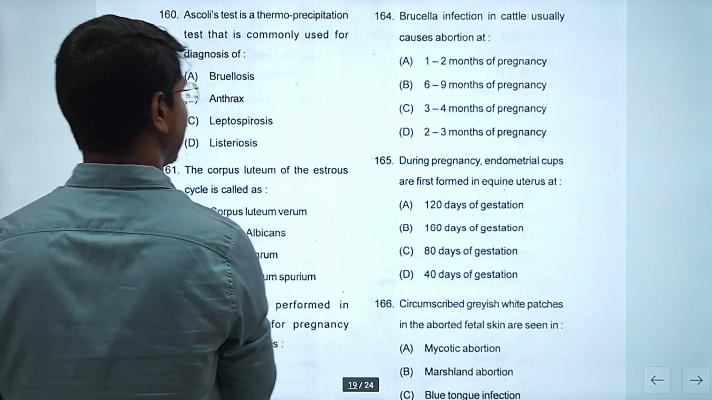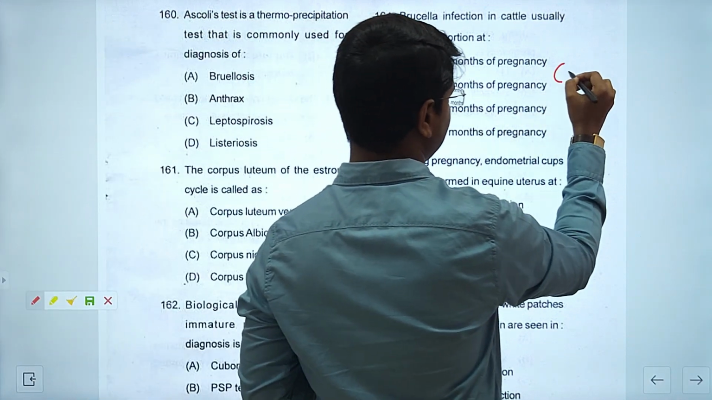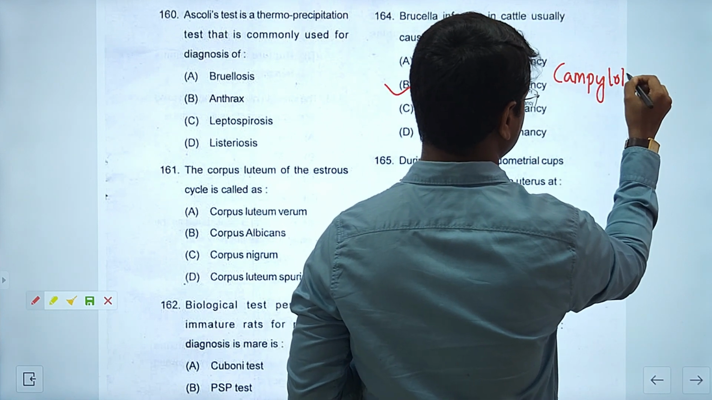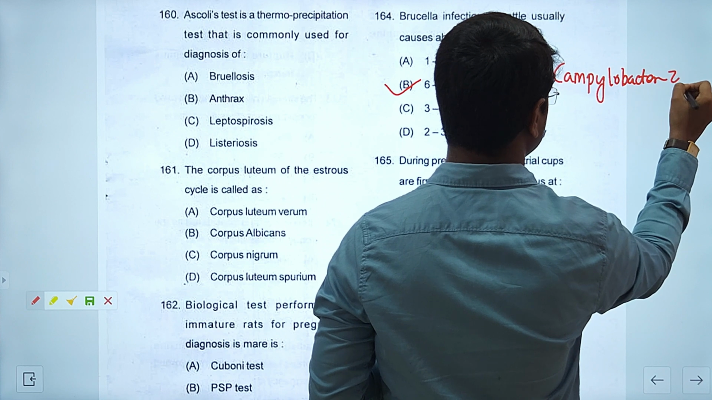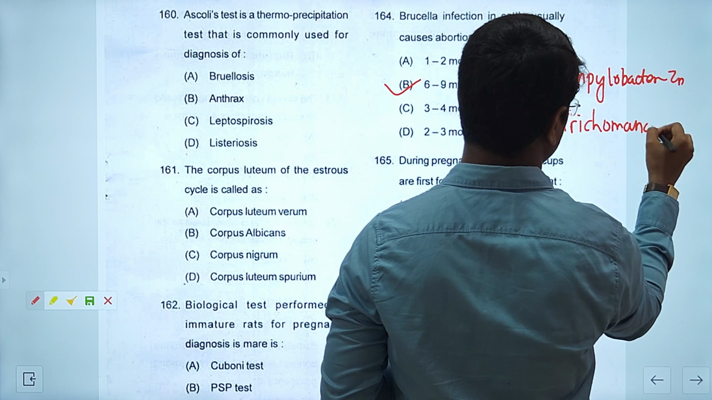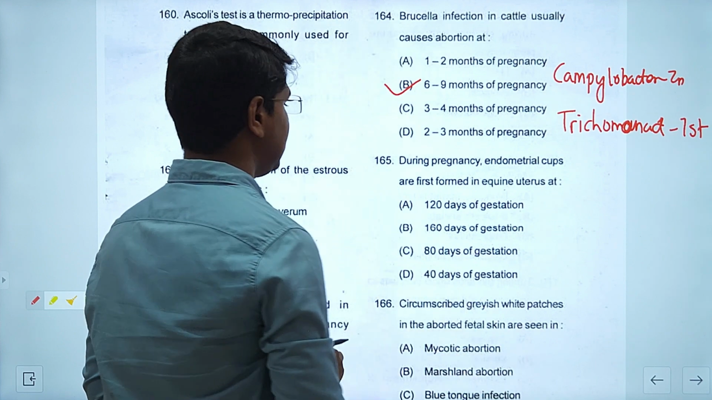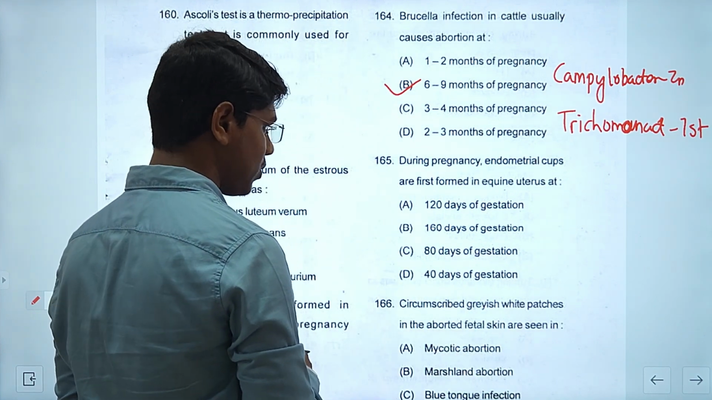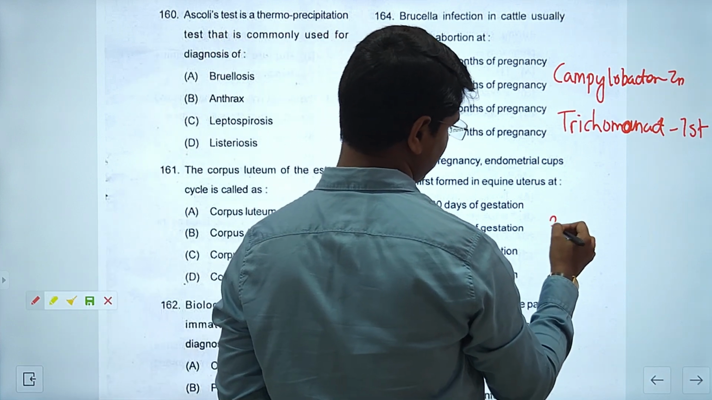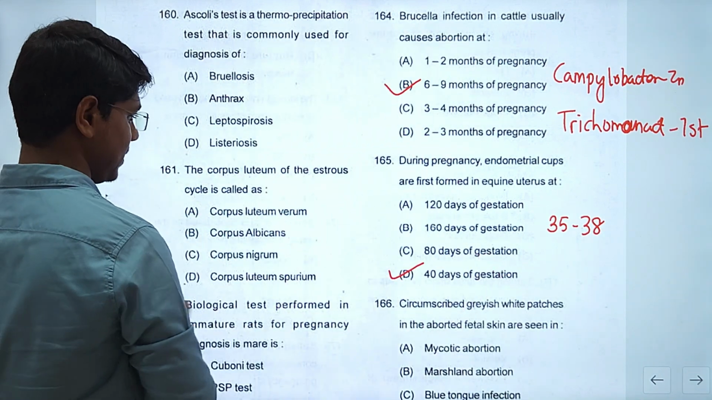164. Brucella infection in cattle usually causes abortion in the last trimester, 6 to 9 months of pregnancy. Campylobacter causes abortion in the second trimester, and Trichomonas fetus, or trichomonad, causes it in the first trimester. During pregnancy, endometrial cups are first formed in the equine uterus at 40 days. In some articles, while searching on Google, I found it is in the range of 35 to 38. Next question.